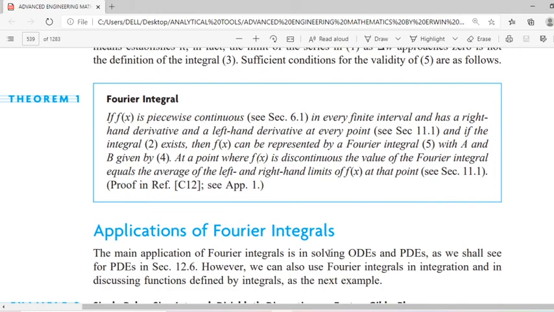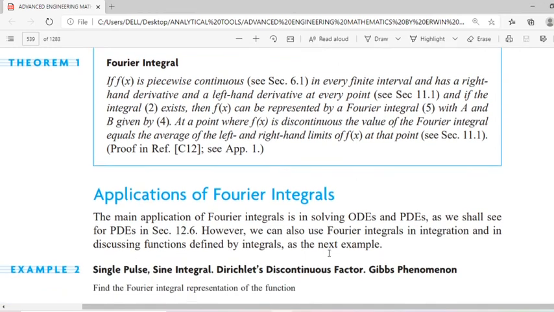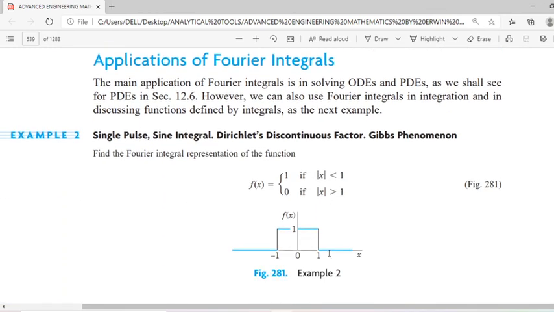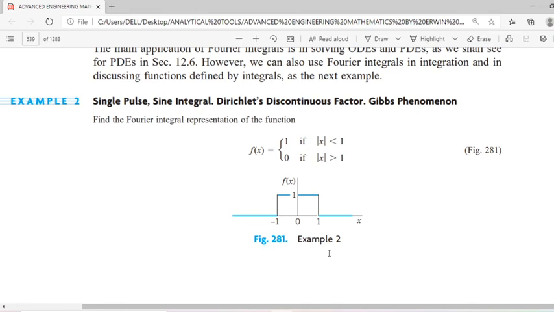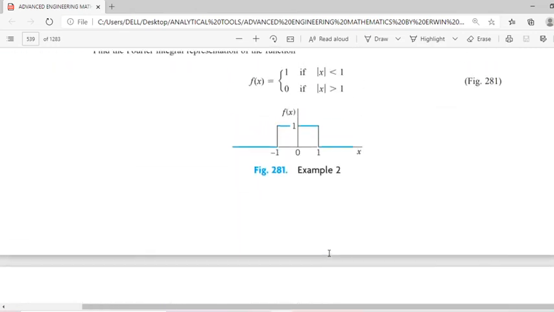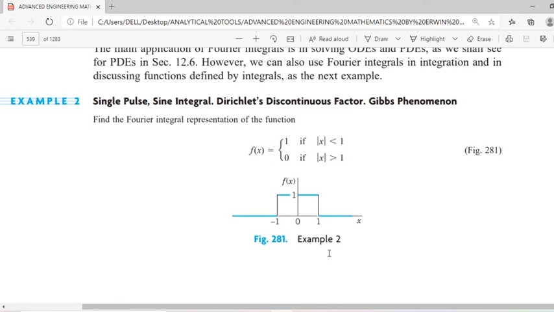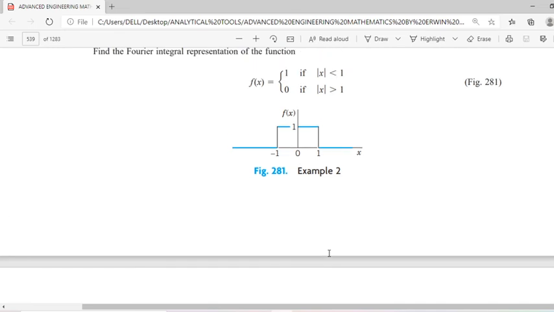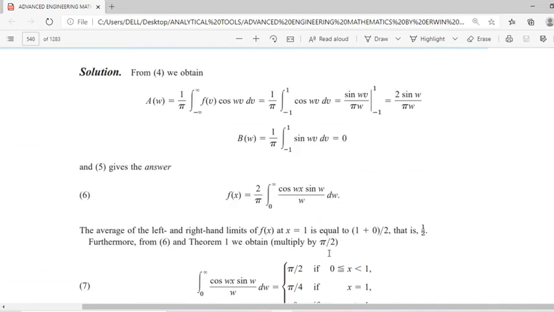The expressions are given here. Let us look at an example. f(x) equal to 1 if mod x less than 1 and 0 if mod x greater than 1. This is the shape of the function. So a(w) is equal to 1 by pi, and you can just substitute the given function in that region. Only a mathematical calculation is involved.